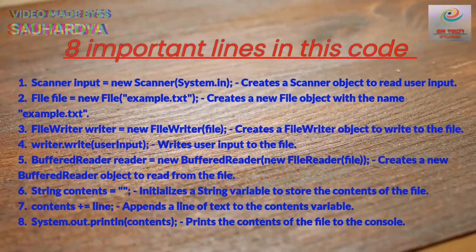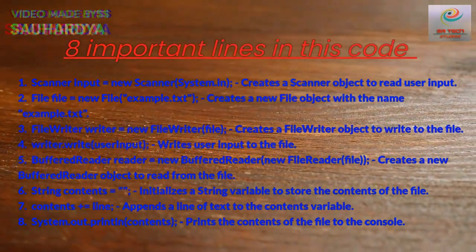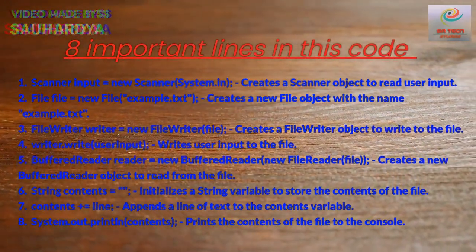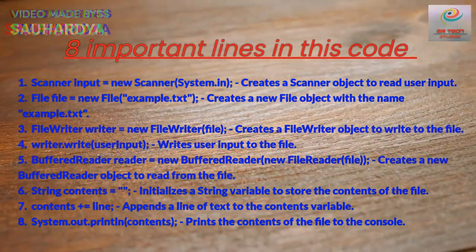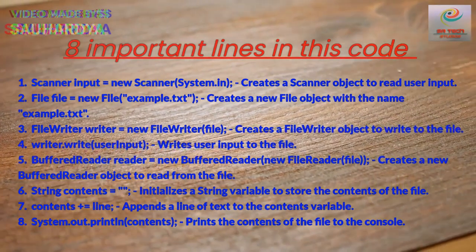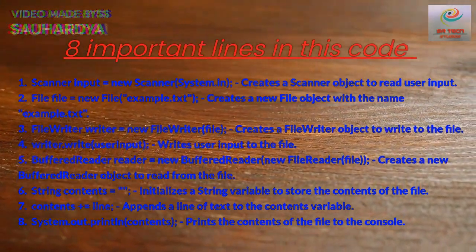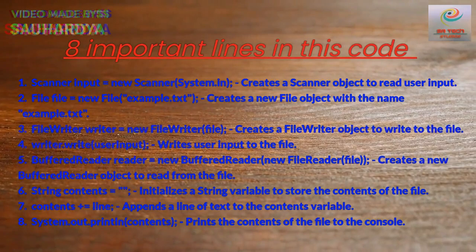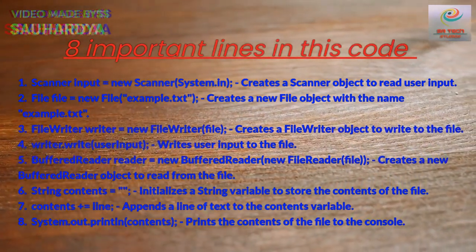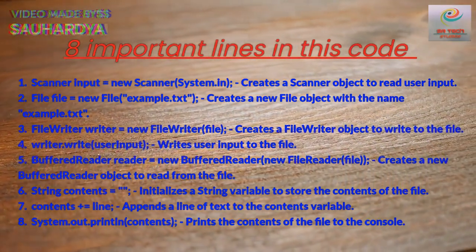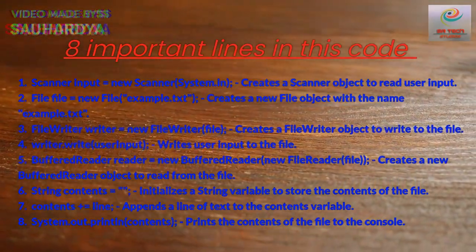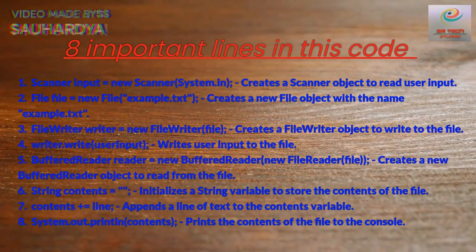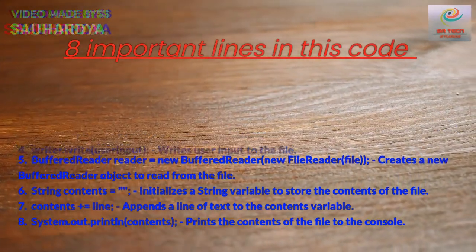Number 5. BufferedReader reader = new BufferedReader(new FileReader(file)) creates a new BufferedReader object to read from the file. Number 6. String contents = "" initializes a string variable to store the contents of the file. Number 7. contents += line appends a line of text to the contents variable. Number 8. System.out.println(contents) prints the contents of the file to the console.